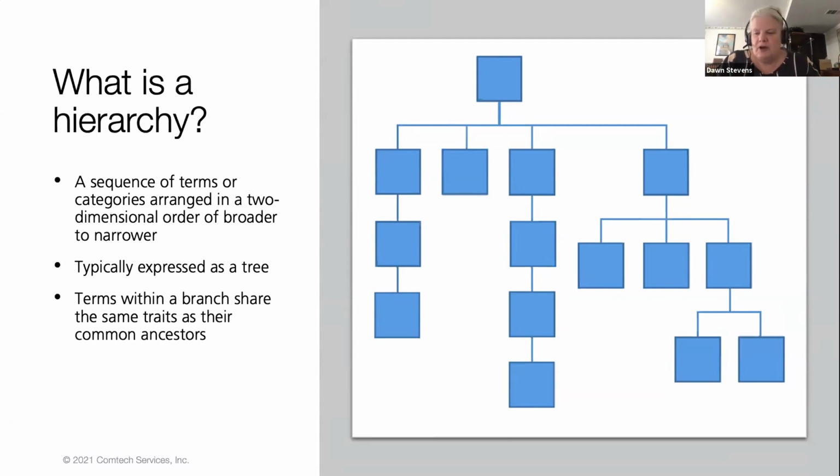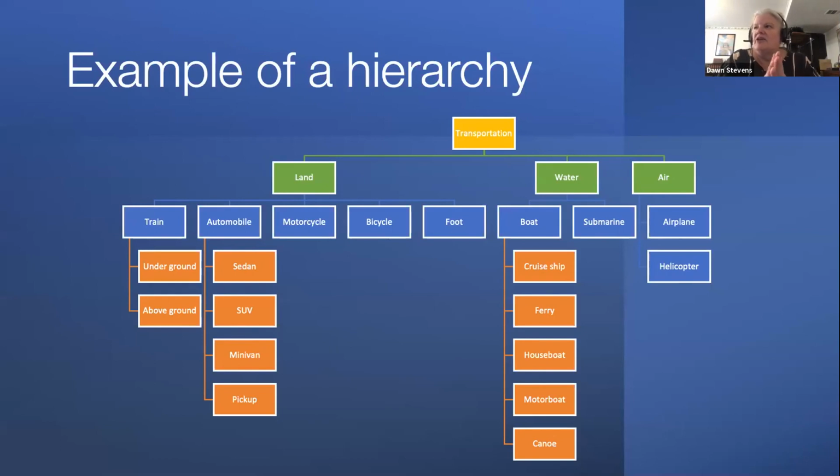Right. So here's an example of a hierarchy of transportation. We can divide our transportation into 3 types of transportation, and then depending on each of those individual traits, we can further subdivide them down. And so we understand that transportation is our broader category. We've subdivided into land, water, and air. That's slightly narrower in that area of transportation, and we continue to narrow as we look at the different types of vehicles that can provide transportation on land, and then we can even further subdivide.